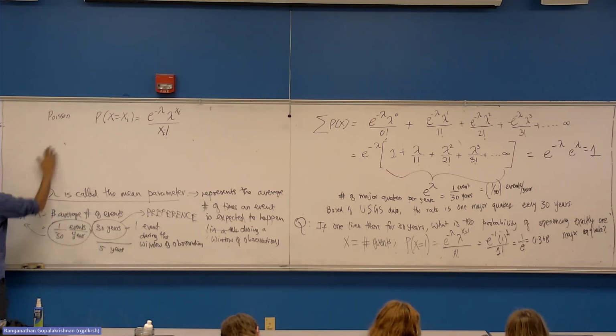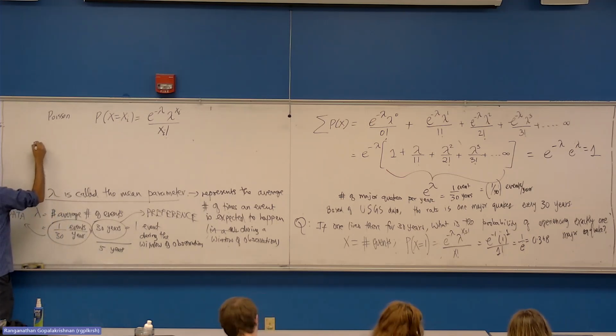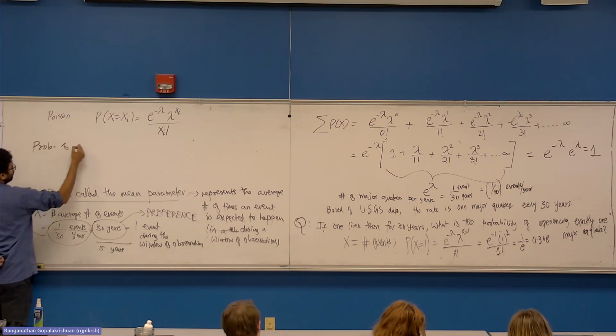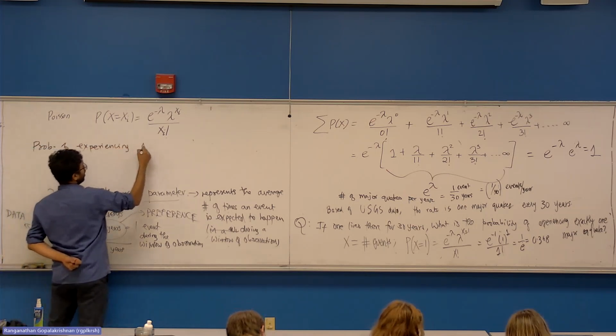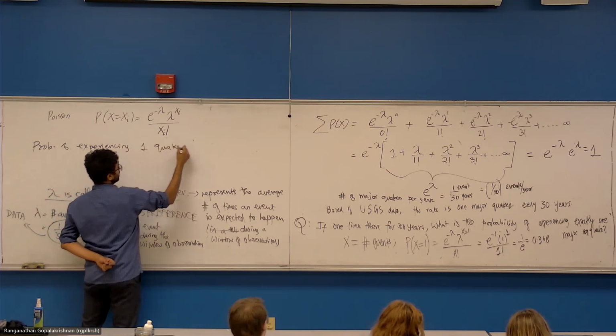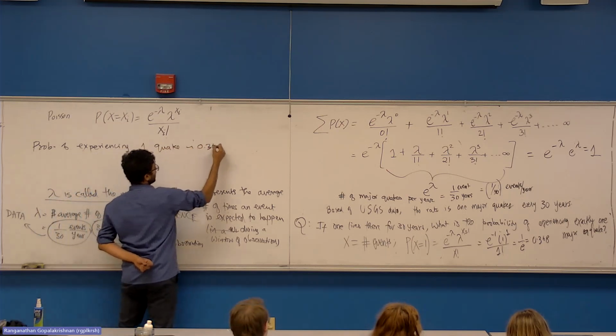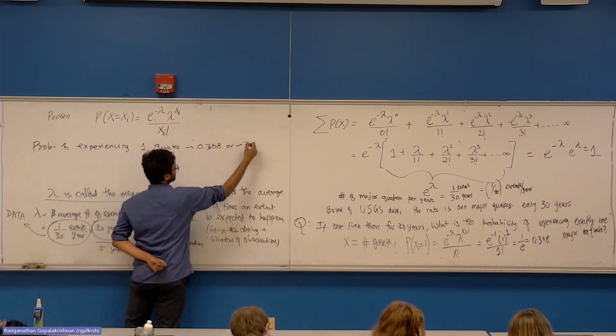So the probability of experiencing one quake is 0.368, or nearly 37%.